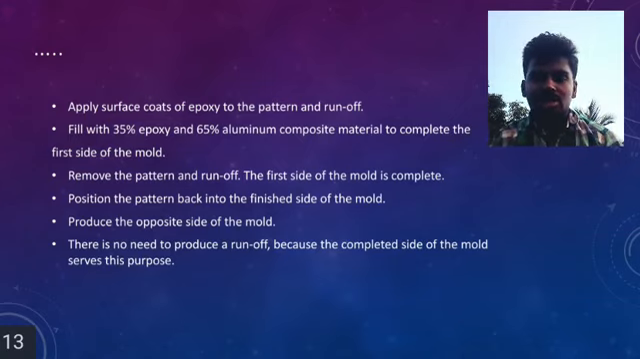Remove the pattern and run off. Position the pattern back into the finished side of the mold. Produce the opposite side of the mold. There is no need to produce a runoff.